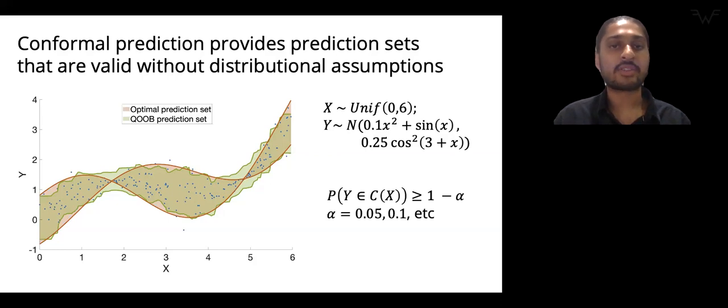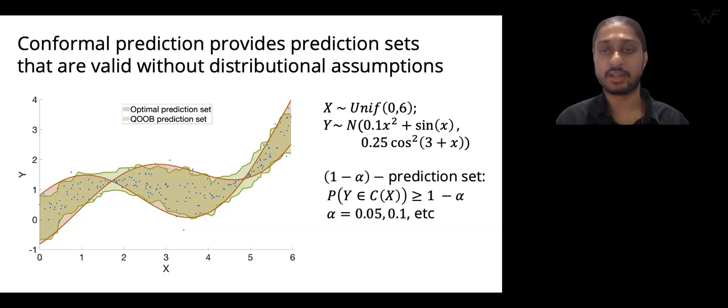Now, predictive inference refers to the problem of providing not just a mean estimate for Y, but actually a prediction set C such that the probability of Y being in the set C is at least 1 minus alpha. And alpha here is some small threshold such as 0.05, 0.1, etc. And this is called a 1 minus alpha prediction set.